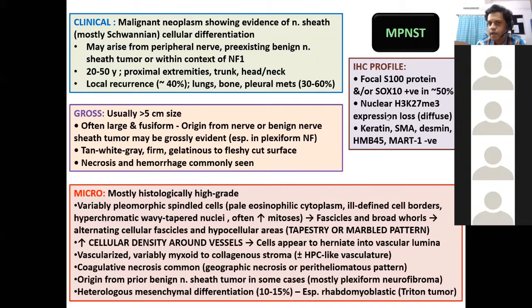And this is the one that the PG should know. Again, like I'm saying, H3 K27me3. This is a nuclear IHC marker, which is lost in the case of MPNST and is preserved in the case of the benign entities. So that's one thing. Just like INI1, this is one of those negative markers.